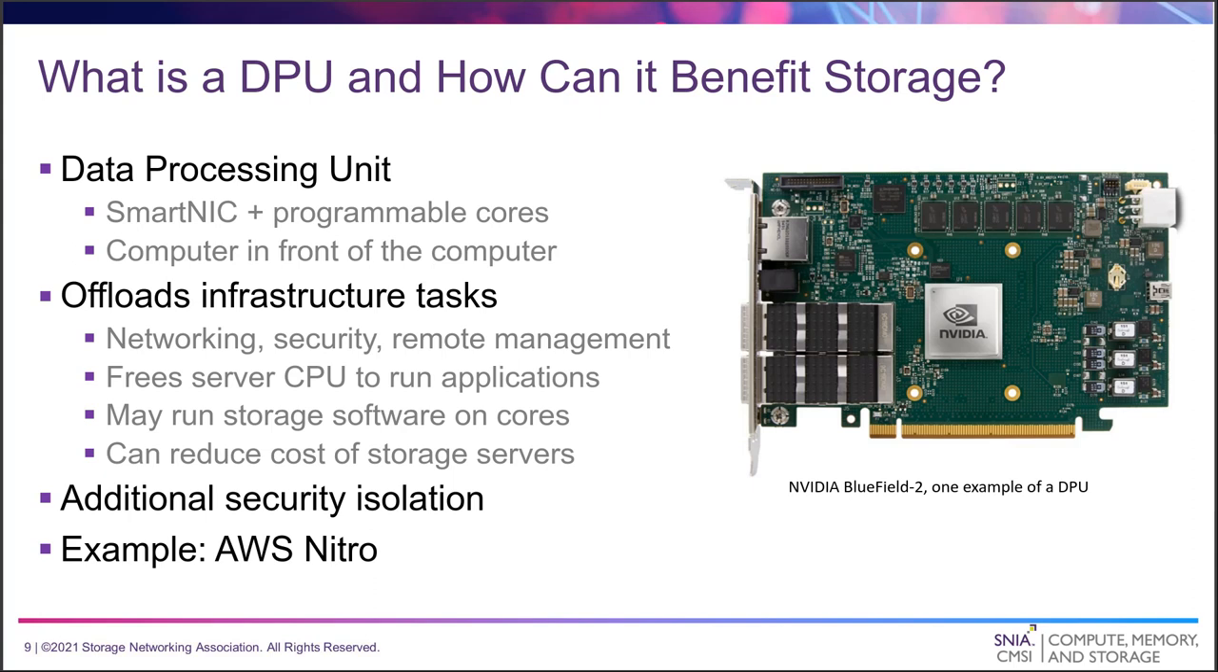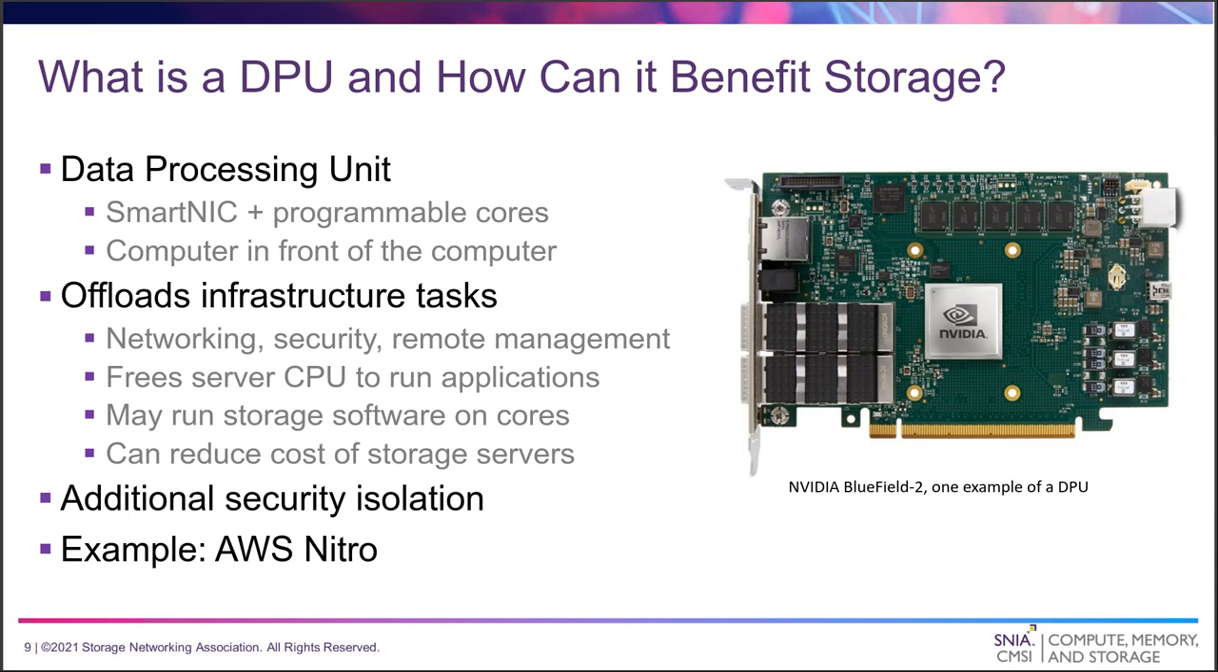This frees up the server CPU to run applications. You have more CPU to run the application because a lot of these infrastructure tasks are moved to the DPU. You can also reduce the cost of storage servers because with the right DPU, in some cases, you can actually replace the x86 CPU in the storage node. The DPU is not usually meant to replace the x86 CPU for the actual applications, but it can sometimes replace the CPU in a storage node, which reduces the cost and simplifies those storage servers.